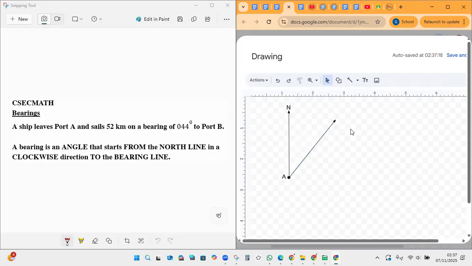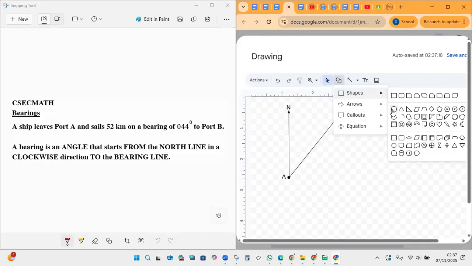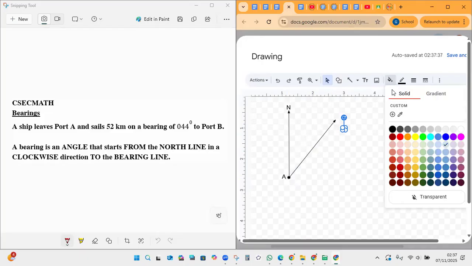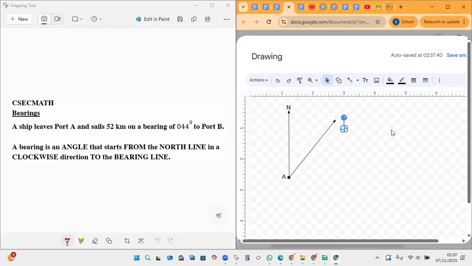That's another word, bearing line. And the word to. So we need the to point, towards B. Okay, so here's the to point, and we're going to label that to point B.